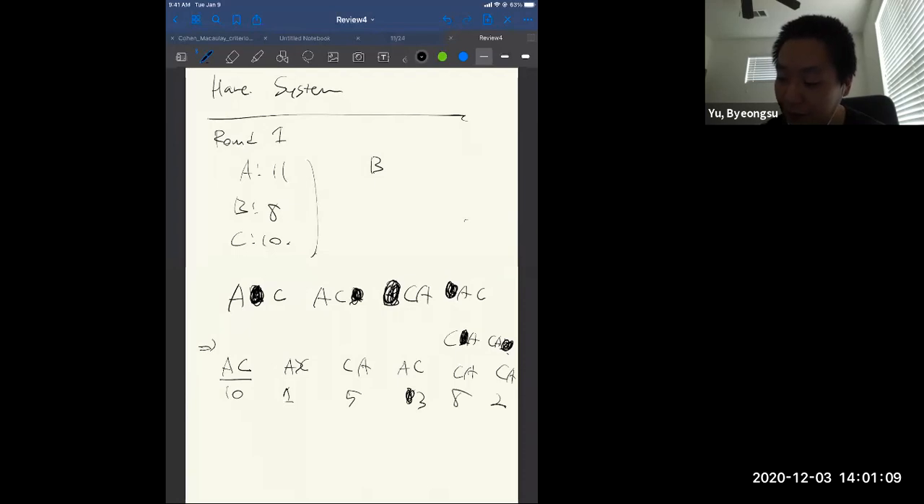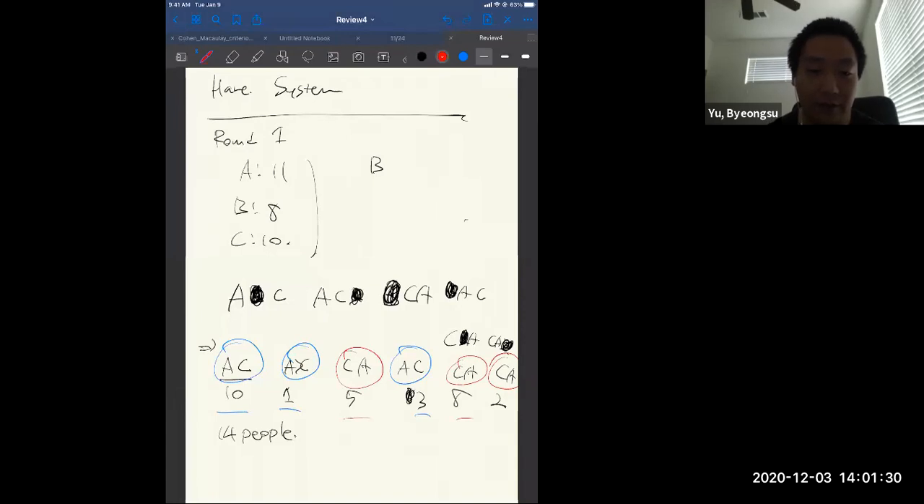So here, those who prefer A to C are 10 plus 1 plus 3, which is 14 people. And those who prefer C to A are 5 plus 8 plus 2, which is 15 people. So in this case, you can see that C is the winner in majority rule, or in plurality rule.